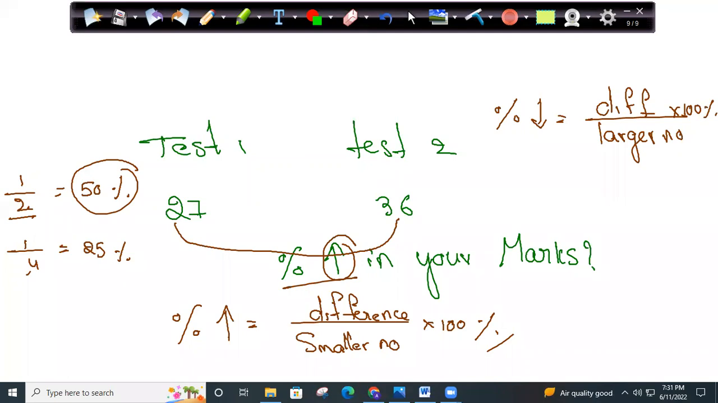Percentage increase is given by difference upon smaller number into 100%, and percentage decrease is given by difference upon decrease. I want less, so the denominator should be more. So difference upon larger number into 100% is going to give you percentage decrease.